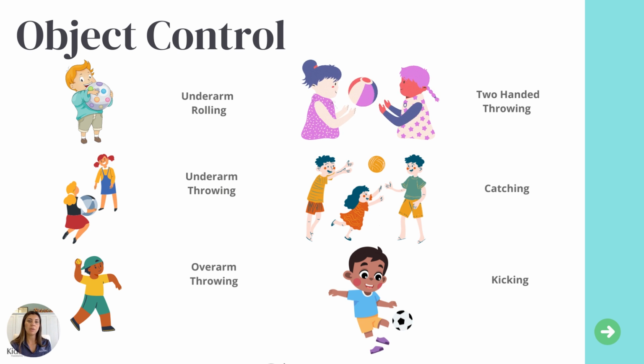After we're overarm throwing, we should be able to two-hand throw and then catch. So most kids can throw a ball before they can catch the ball.